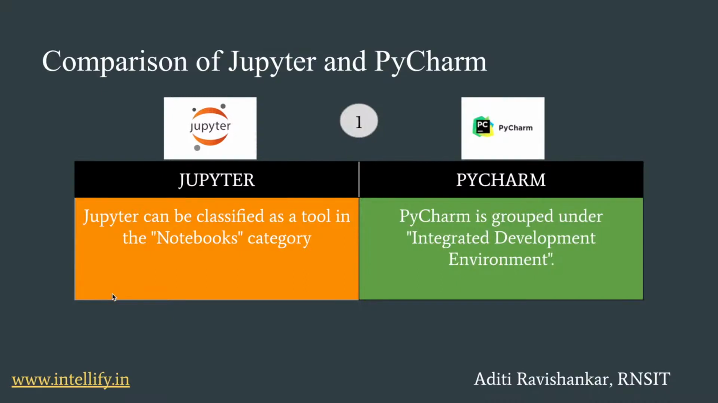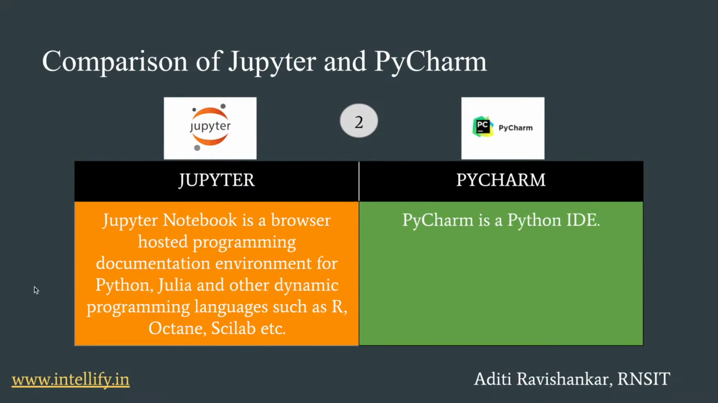Jupyter Notebook is more of a test pad for running your Python scripts. In Jupyter Notebook, you can view the outputs for each and every block of code in the code cell. You can view the output in the output cell. 2. Jupyter Notebook is a browser-hosted programming documentation environment for Python, Julia, and other dynamic programming languages such as R, Octave, Scilab, etc. As we already saw, Jupyter is a loose acronym meaning Julia, Python, and R. So it supports many programming languages. PyCharm is a Python IDE.